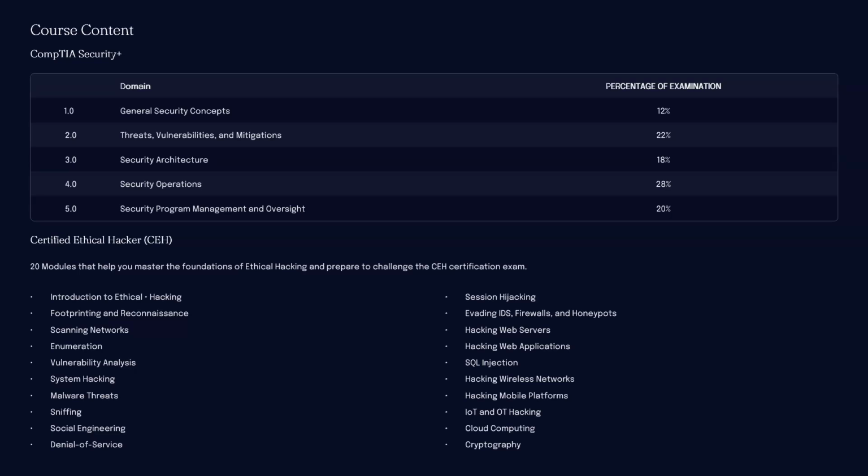The second thing coming up is Threats, Vulnerabilities, and Mitigation, and it holds 22% of the exam weightage. In this, there are five main things. Firstly, threat actors and motivations. Second, threat vectors and attack surfaces. Third, vulnerabilities. Fourth, malicious activity, and fifth, mitigation techniques.